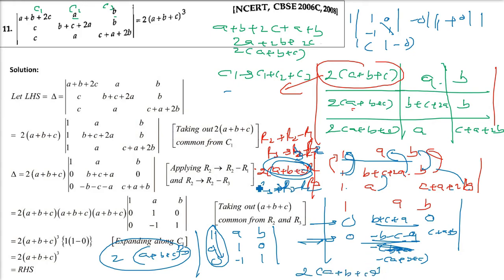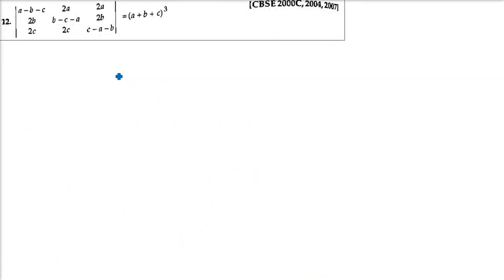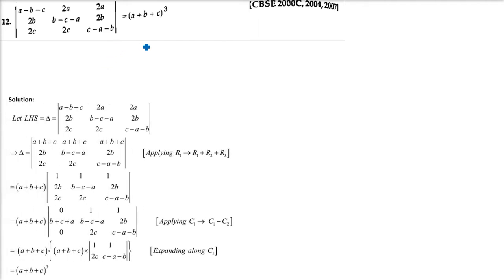Please remember, A plus B plus C was already there. Then we took the A plus B plus C from the second row. Then we took the A plus B plus C from the third row. And that is how it became the third power. Now this one. So you need to see what all you can do to get it easier.